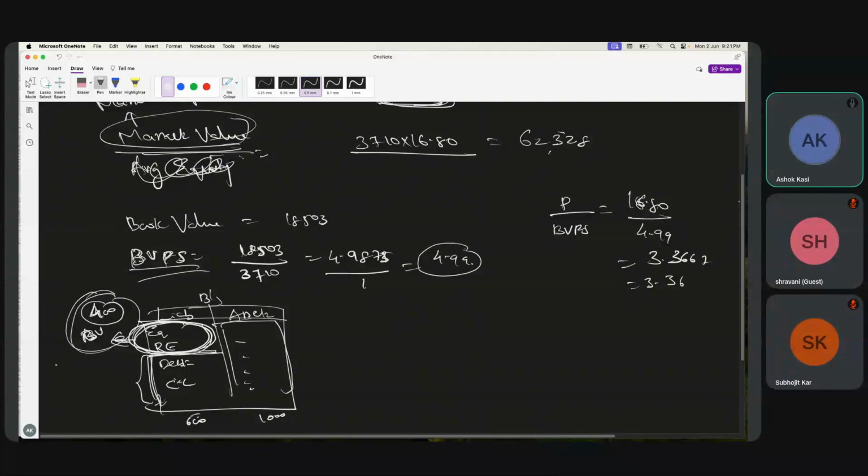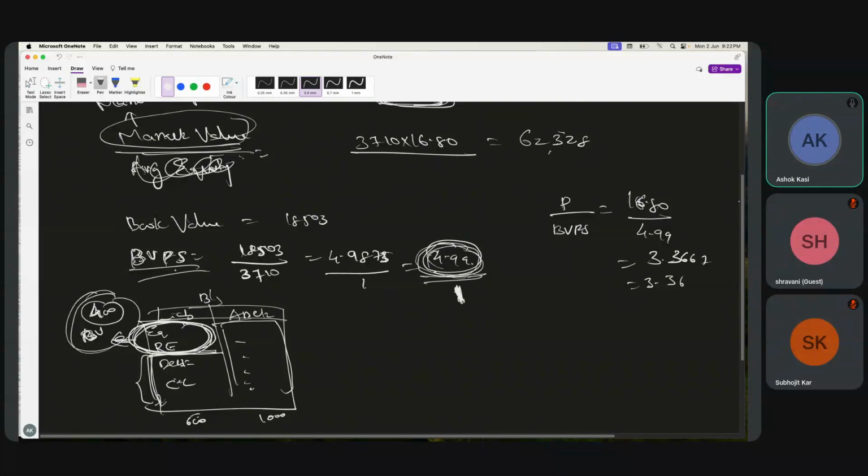So that's why we need to calculate book value per share. Here, book value per share is 4.99. So what is the interpretation? Book value per share means, for one share, its value is 4.99. That means if you are holding one share, you will get 4.99 if the company goes bankrupt.